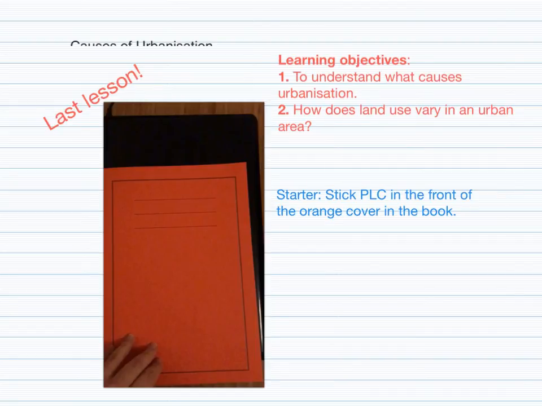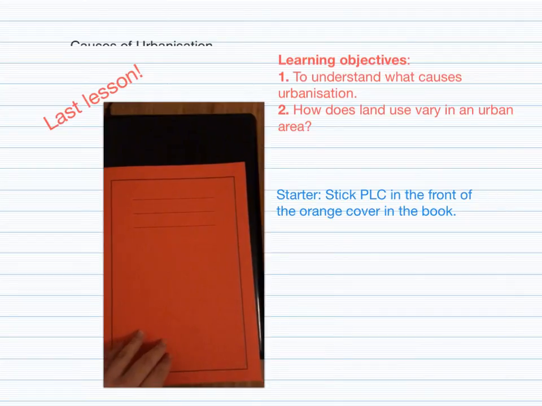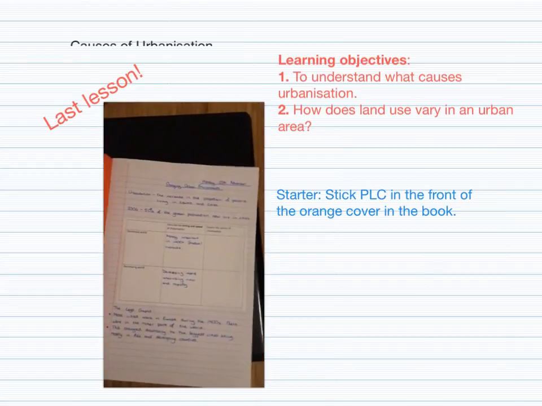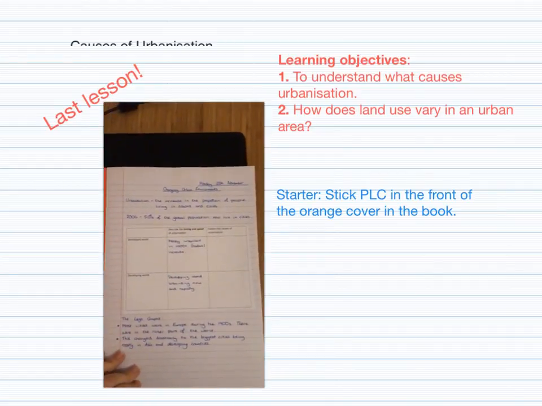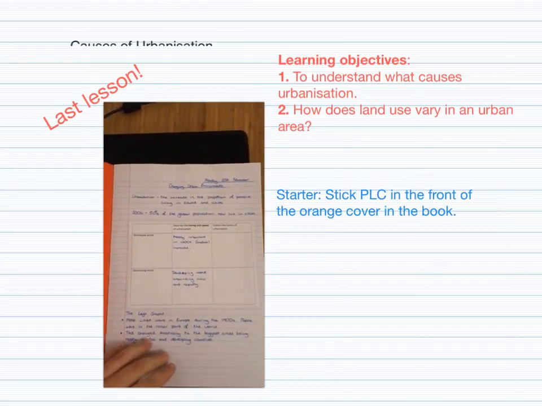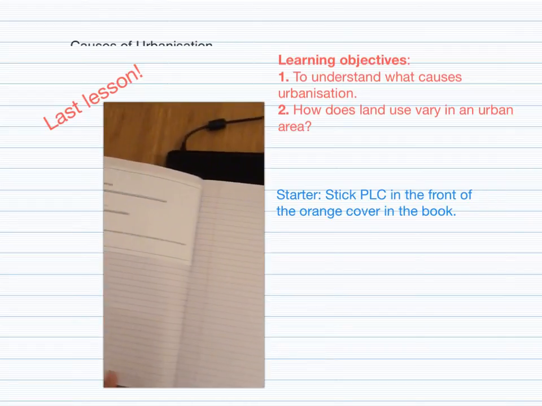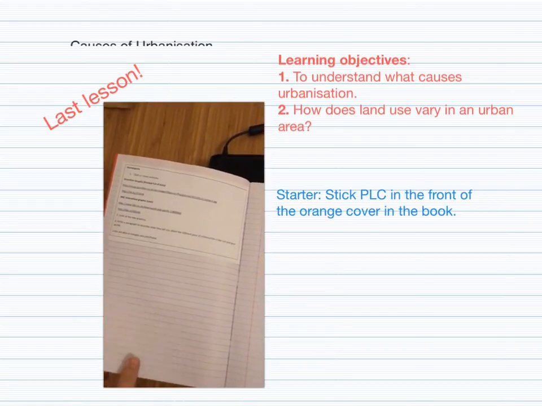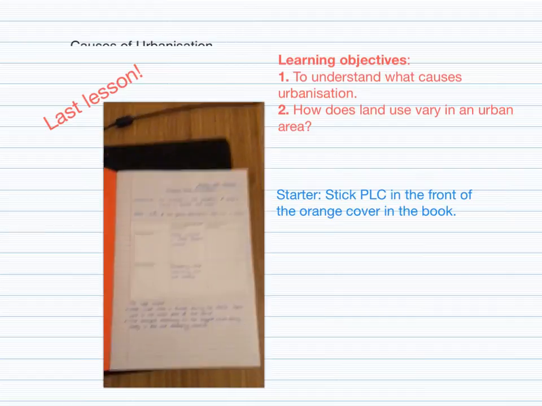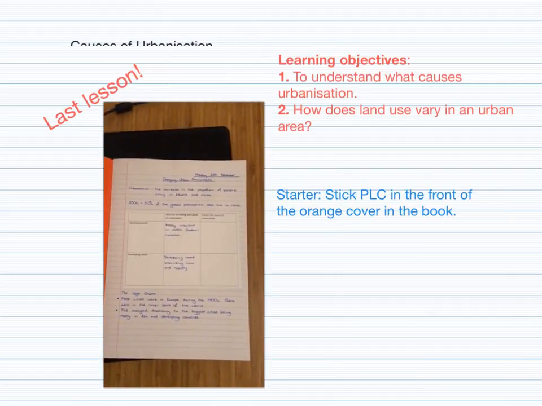Last lesson, you should have something in your book that looks like this. So you might want to leave room to do your homework, and you shouldn't really have filled in that second column unless you were confident on the causes. But today we're going to be looking at those causes in a little bit more detail.